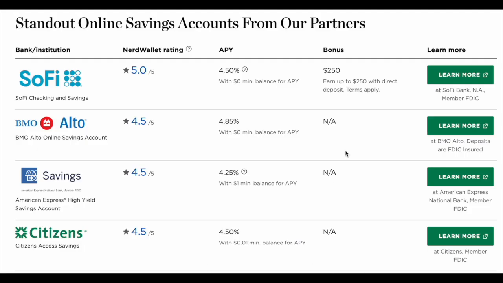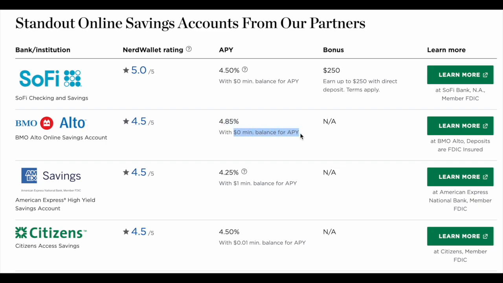So this was a quick Google search looking at just online savings accounts. Looking at this, you can see SoFi right now is offering 4.5%. You need a minimum balance of 0 to earn this 4.5%. And signing up with them gives you $250. So that's nice to see. And it shows that's a member of FDIC, so it's FDIC insured up to $250,000, which is always nice to know that your money is safe. Then you have the BML Alto, which gives you 4.85%.